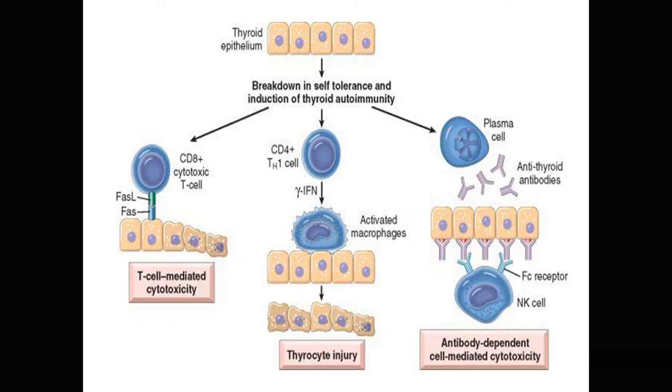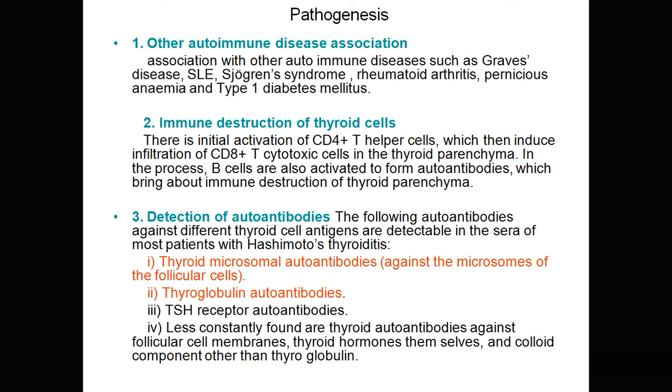Pathogenesis of Hashimoto's thyroiditis is the breakdown of self-tolerance and induction of thyroid autoimmunity by the CD8 cytotoxic T cells, which lead to T cell mediated cytotoxicity. Some CD4 positive T helper cells cause the activation of macrophages through interferon gamma, which leads to thyrocyte injury. Some plasma cells secrete antithyroid antibody, which binds and mediates antibody dependent cell mediated cytotoxicity. So it is a type 2 hypersensitivity reaction with the release of antithyroid antibody. This is the pathogenesis of Hashimoto's thyroiditis.